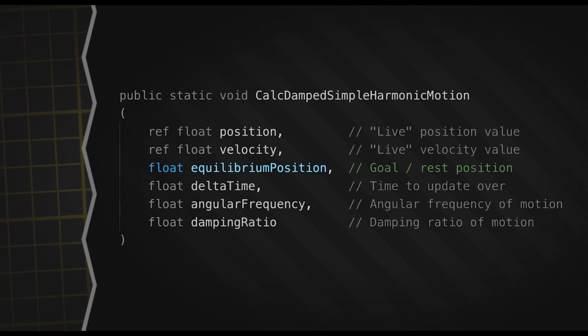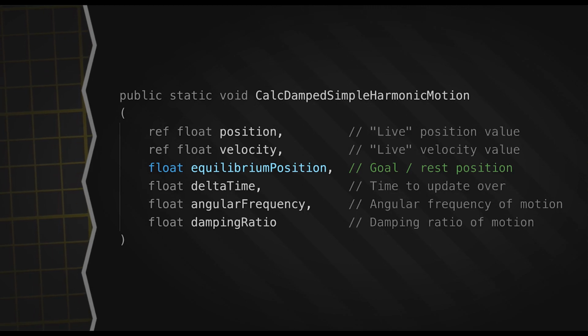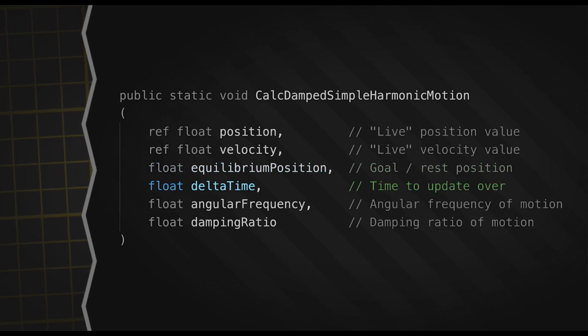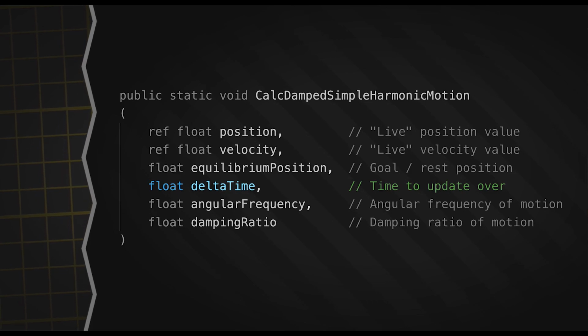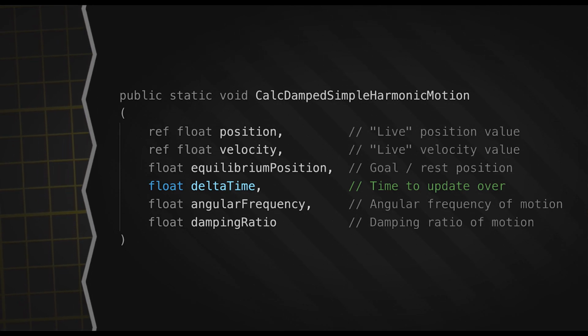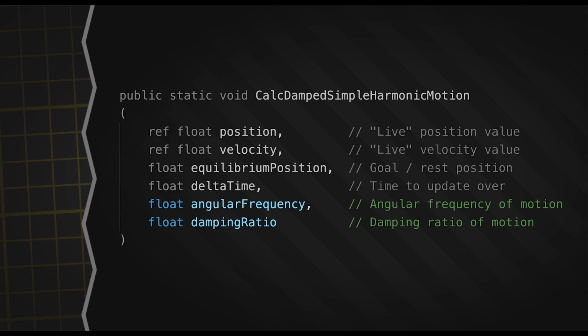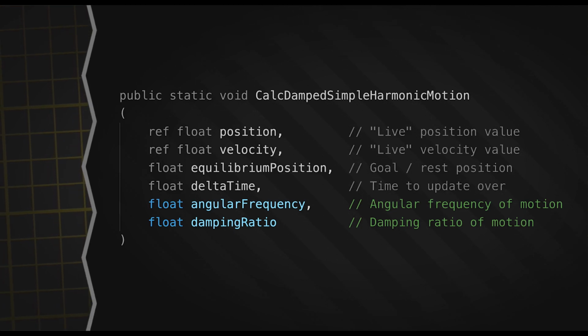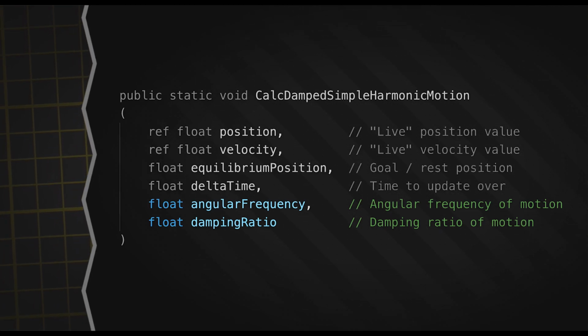Next we have the equilibrium position, which is just the spring's goal position. Delta time is, well, delta time. We pass this in so the spring can perform the necessary math. The last 2 values, damping and frequency, are what we're most interested in. These 2 determine how a spring behaves.